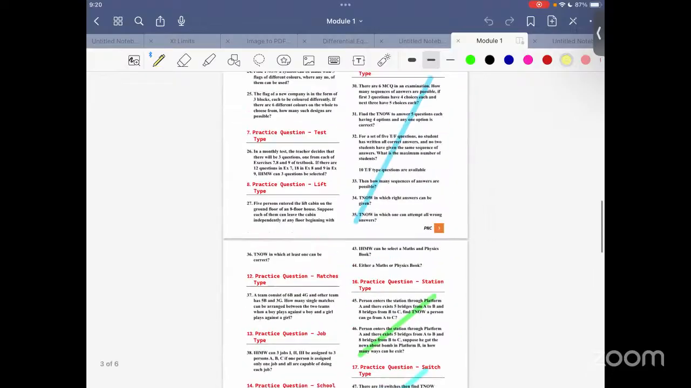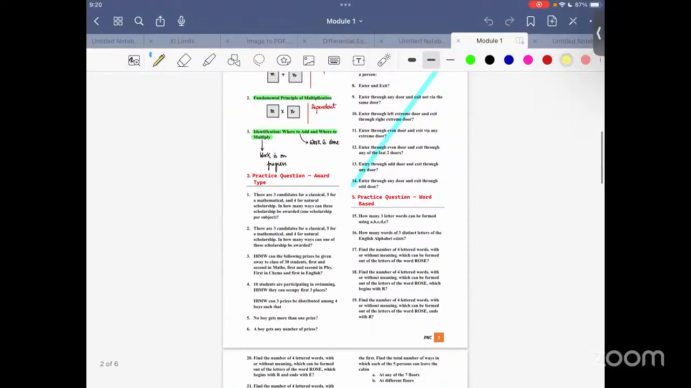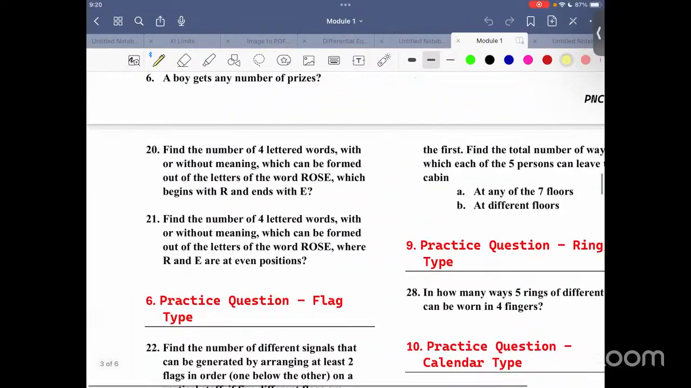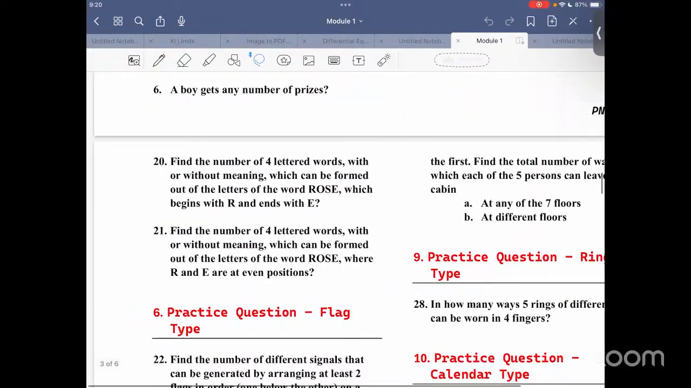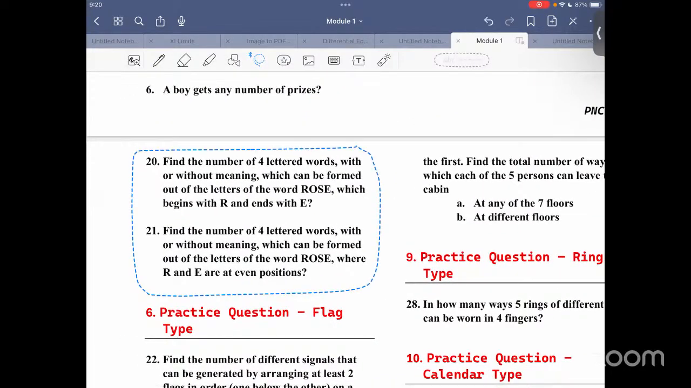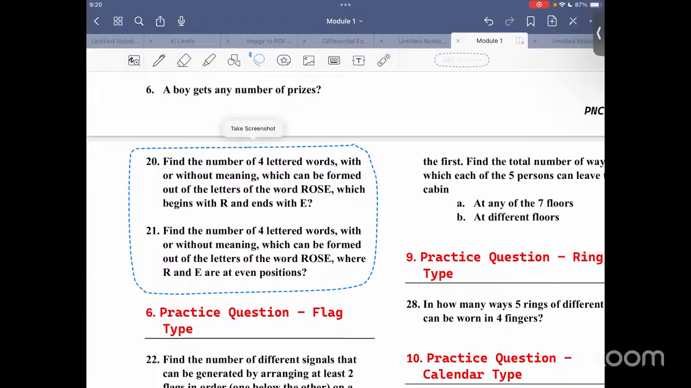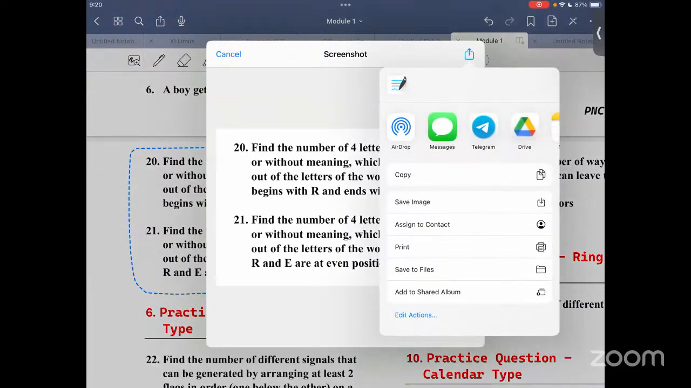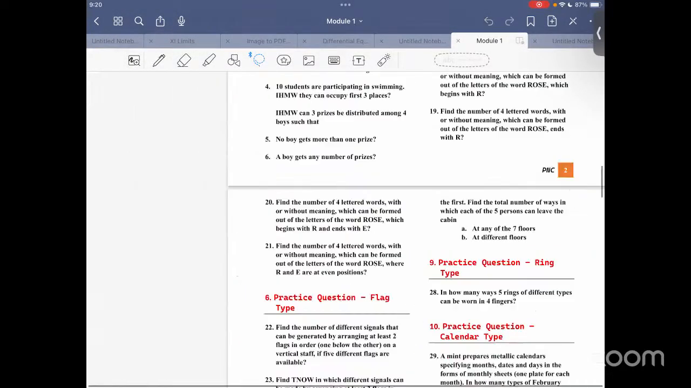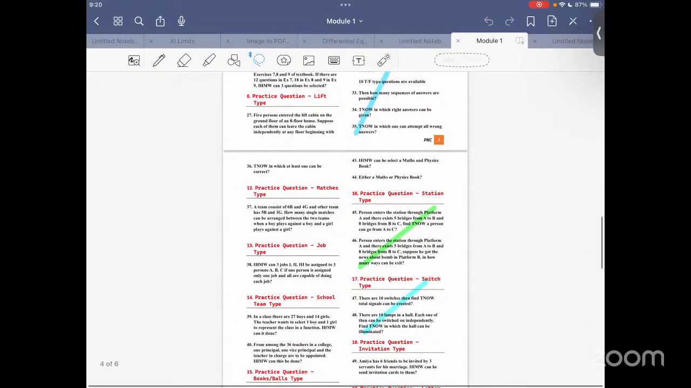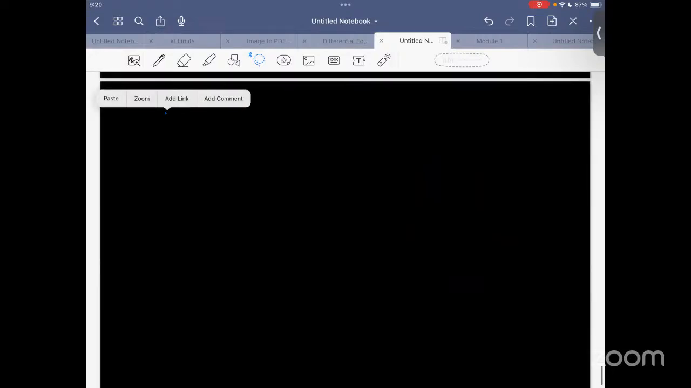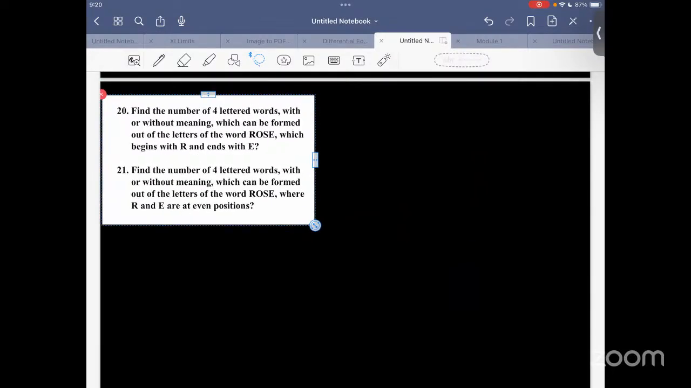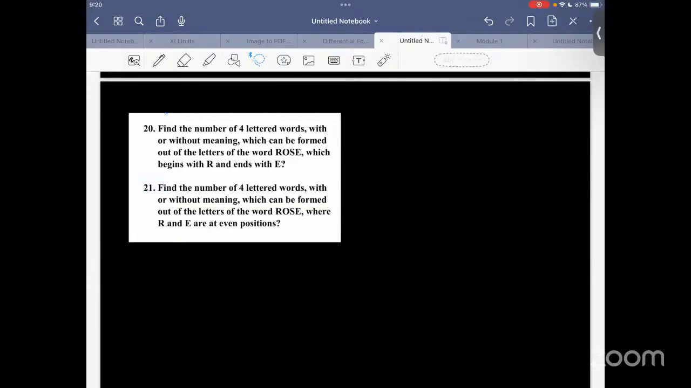So we are done with this. These questions are done. Now let us do these two questions. I hope you are enjoying the module with the number of questions, the variety of questions. Question number 20.